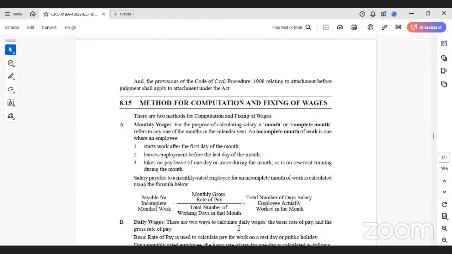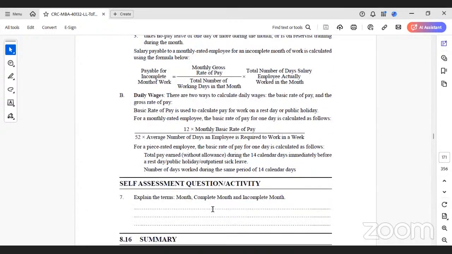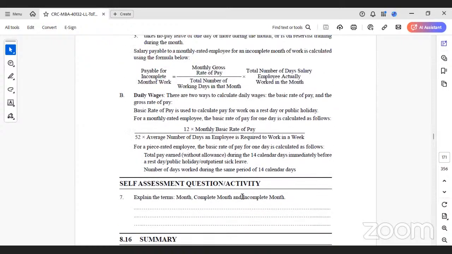Now, the monthly wages are calculated in the following manner: monthly gross pay divided by the total number of working days, into the number of days the salaried employee actually worked in the month. And it can be daily wages. Daily wages can be based on the basic rate of pay, and it is calculated, and it is a piece rate. Based on the piece rate, the wages will be computed and calculated.